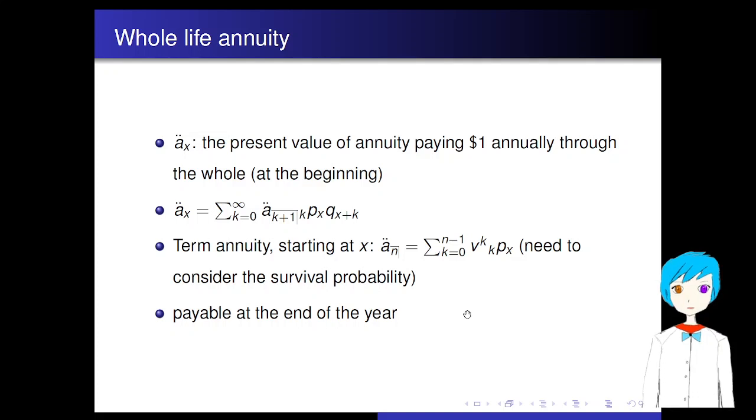Also, a variant is a whole life annuity payable at the end of each year, so that is denoted by a of x. It's just the present value of the annuity paying at the beginning of each year minus 1. Also, we have the whole life annuity paying $1/m, m times per year.